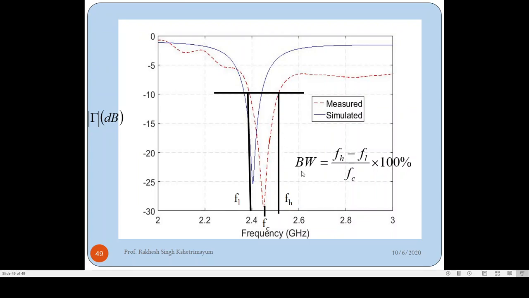You define the percentage bandwidth of the antenna as F high minus F low divided by the center frequency Fc, the resonant frequency of the antenna. F high minus F low divided by Fc gives you the fractional bandwidth. You multiply by 100% and you get the percentage bandwidth of the antenna. That's how you define the bandwidth of the antenna.